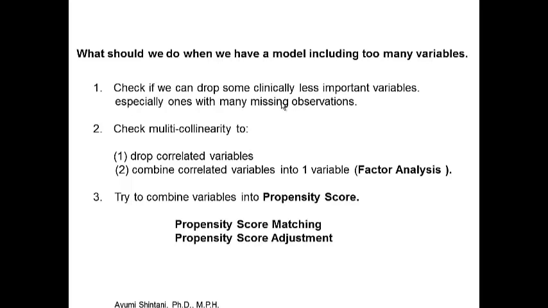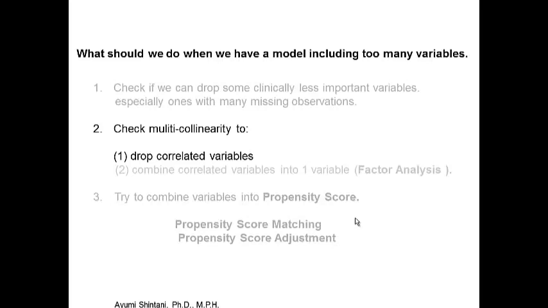And number 2, check multicollinearity. Drop correlated variables, or combine correlated variables into one variable. So in this part of the video, I will show you how to check multicollinearity to identify correlated variables, and how to combine those correlated variables into a fewer number of variables using a mathematical technique called factor analysis. Okay. And then number 3, try to combine variables into a propensity score. So in the next part of the video, I will talk about how to conduct propensity score analysis.